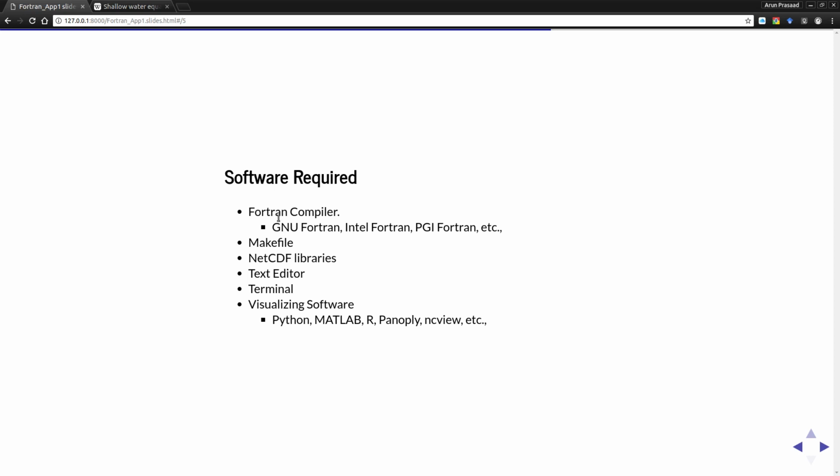Okay, so the software required are as follows. You definitely need a Fortran compiler. I'm going to use GNU Fortran, or gfortran, but you can use any Fortran compiler of your choice. Likewise, you need a Makefile program. You need NetCDF libraries, or if you're using some other data formats, you can take that as well. Definitely, you need a text editor, a terminal, and one visualizing software or program like Python, MATLAB, R, Panoply, NCView, and so on. There are plenty of them available. You just need one to look at the results.